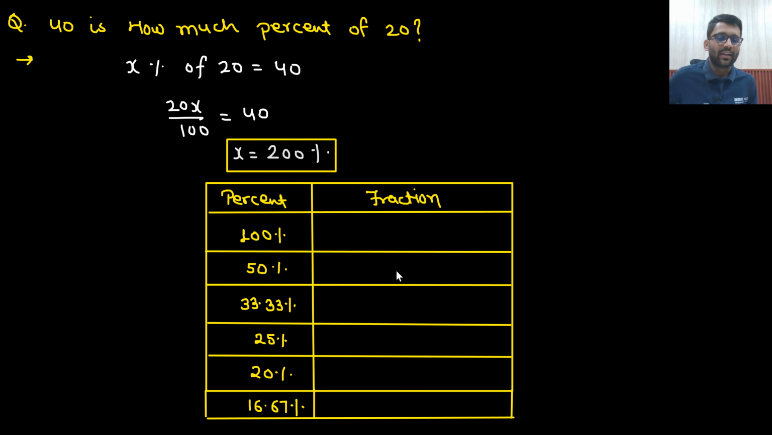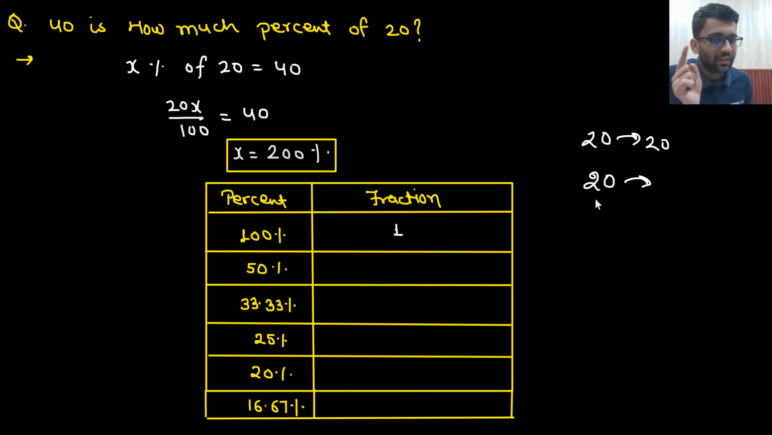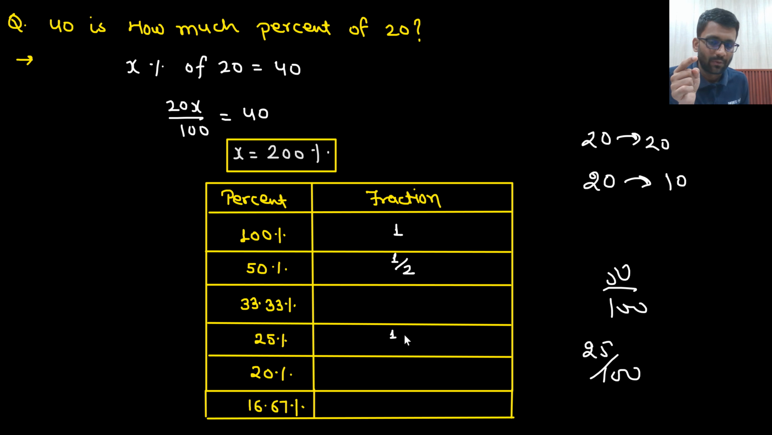In fraction, how do we write? 100% means 1. That means if I am asking 100% of 20, that will be 20 only, so I will simply multiply with 1. What is 50% of 20? That is 10. That means I will do 1 by 2. Basically, we are dividing by 100. 50% means 50 by 100, that means 1 by 2. 25% means 25 by 100, that is 1 by 4. 33.33% means 1 by 3. 20% means 1 by 5. And 16.67% is 1 by 6.